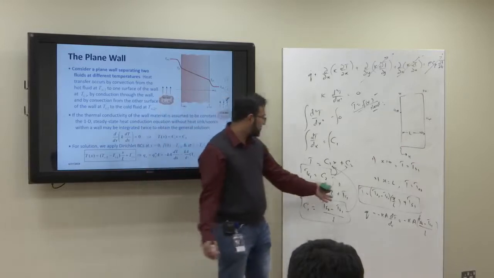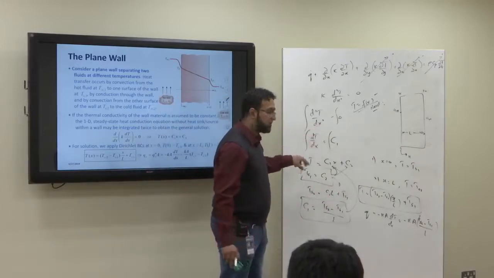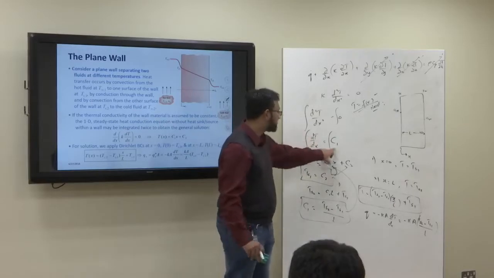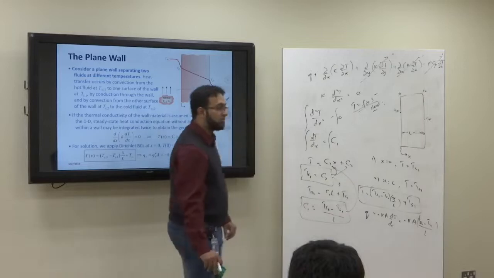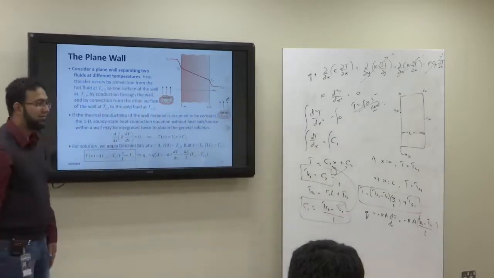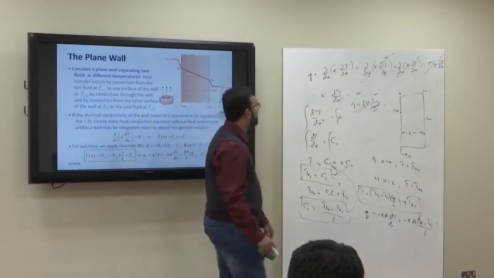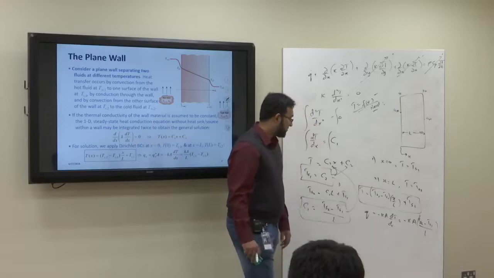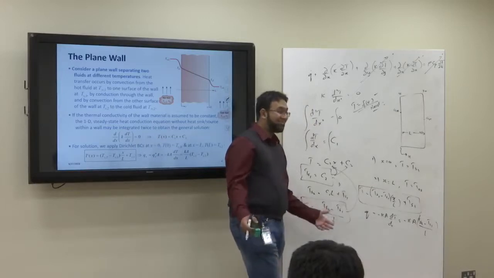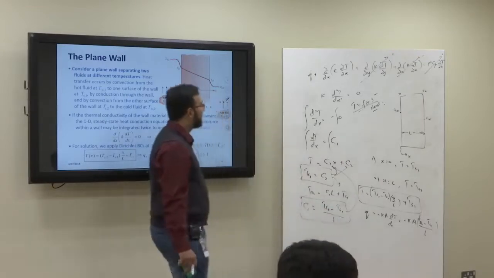Is there an integration here? No, I integrated it to find T, but dT by dx is C1, and C1 is this thing. So when we have heat, this equation, the first equation, can't change. When you have heat means this one, the last one, Q equals minus kA dT by dx. We are finding the heat. So it's not connected with the first equation.